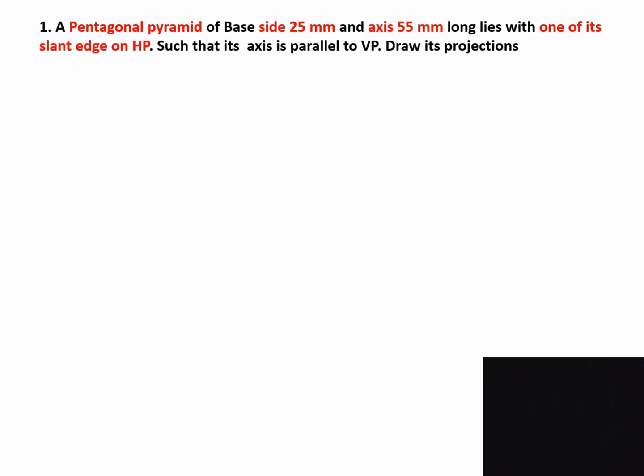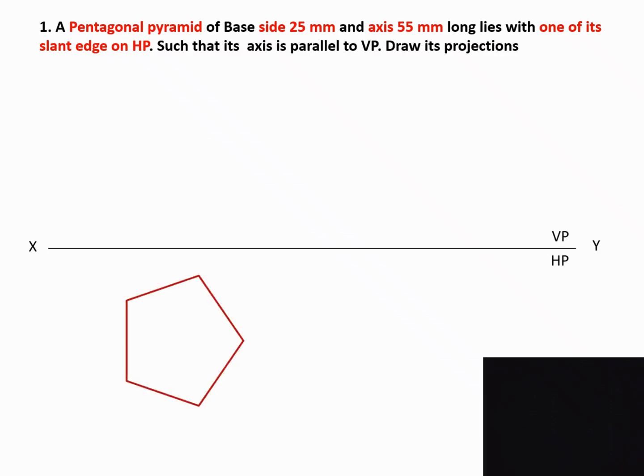So for this question, first we have to draw a reference line. This is a reference line we usually have. For this reference line we are going to name it as X, Y. Then we are going to draw a pentagonal pyramid whose side is 25 mm. First we are going to draw our pyramid. This is VP, this is HP.